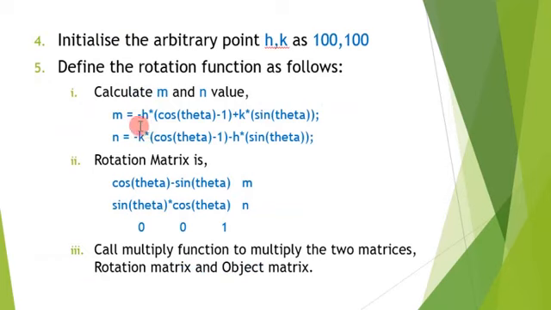After that, the fourth step is to initialize the arbitrary point, that is x-axis and y-axis. Here we are taking h and k. You can take anything, x or y, arbitrary x, arbitrary y, anything. So we have taken H and K as 100 and 100. So 100 x and 100 y, that becomes the axis that we are going to specify, the arbitrary H and arbitrary K. You can also write arbitrary X and arbitrary Y.